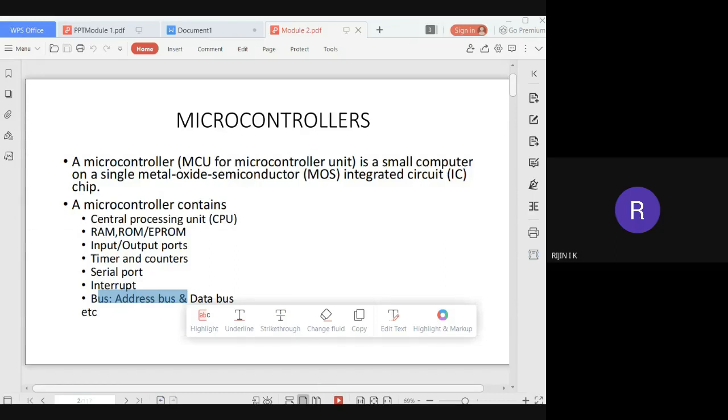ഒരു സിംഗിൾ ചിപ്പിൽ ഈ കംപ്ലീറ്റ് കോമ്പോണൻസുകളും എംബഡഡ് ചെയ്തിരിക്കുന്നതിനെയാണ് we will call it as a micro controller. So that is why we will call it a small computer, because everything will be there.